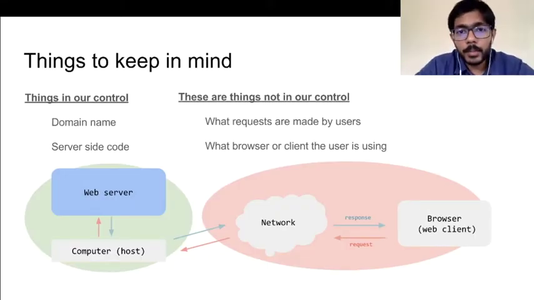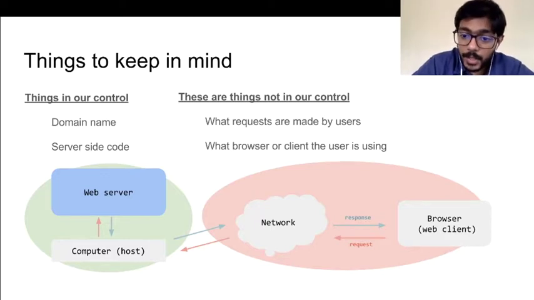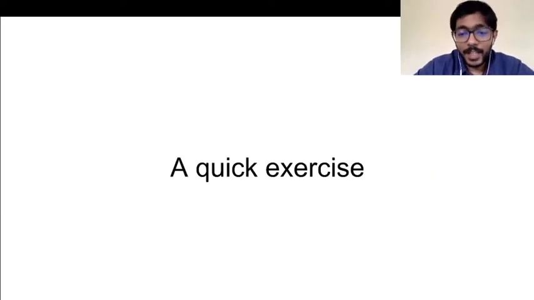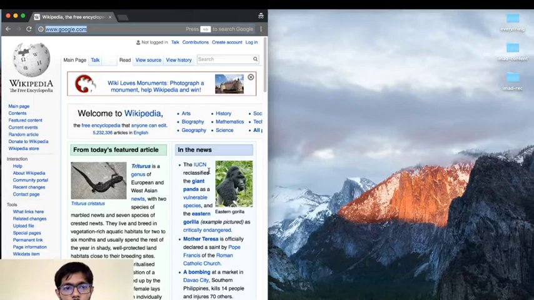It is important to remember that there are some things in our control and there are some things that are not in our control. For example, the domain name and the server-side code that we deploy on our server is in our control. But what is not in our control is the network, what requests browsers make, how they make the requests, and how they process the response. Let's do a quick exercise to see some of these concepts in action.